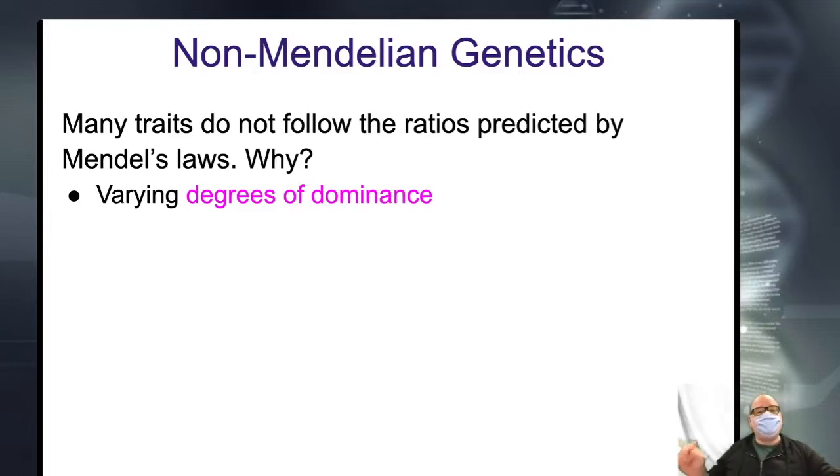So some traits have varying degrees of dominance. The most commonly studied one in introductory biology is flower petal color. Okay, you cross a white and red flower, you get a pink flower. Animal hair does this as well. You cross a black and white mouse and you get like a brown mouse or something like that, okay?